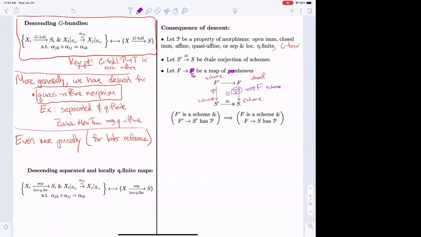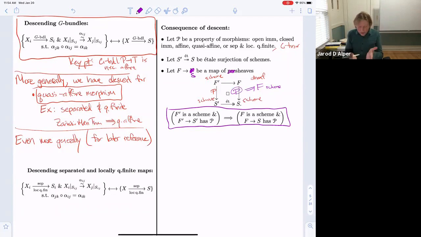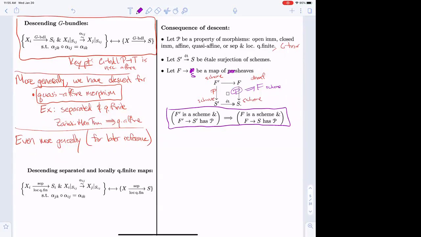Sorry, could you repeat what is the statement here? Right, the statement is this conclusion here. Our hypothesis is that you have this étale cover S prime to S, and that you have this morphism of sheaves from F to S, and then you consider this fiber product diagram, and the conclusion is that if F prime is a scheme and the map from F prime to S prime has that property, then F is a scheme and the map F to S has that property. Thank you.